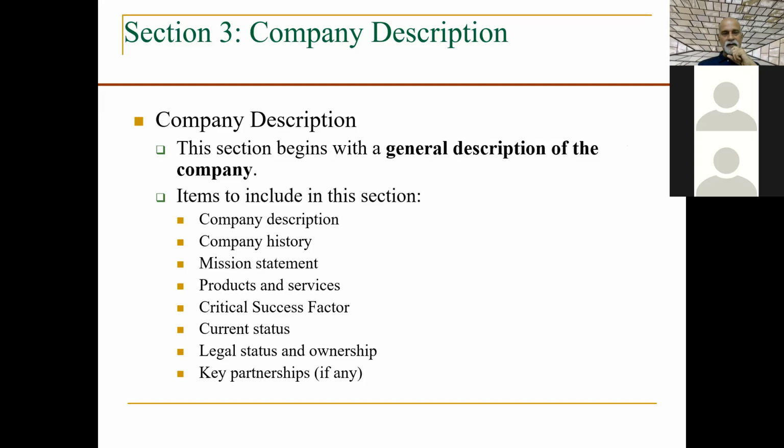So what is the content in the description of the company? Actually, sometimes it's not necessary to put all of this. A few items are just samples. Okay? So basically, you must describe the company. What is the company's business? Then also describe your products and services, and sometimes the critical size factor. Okay, that's all.